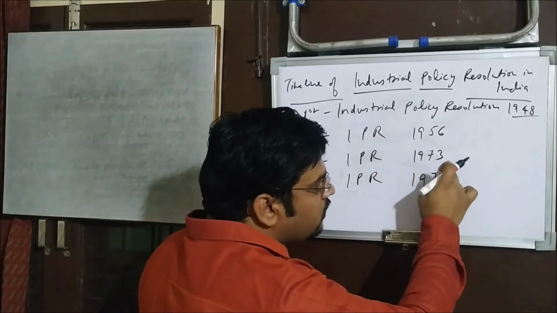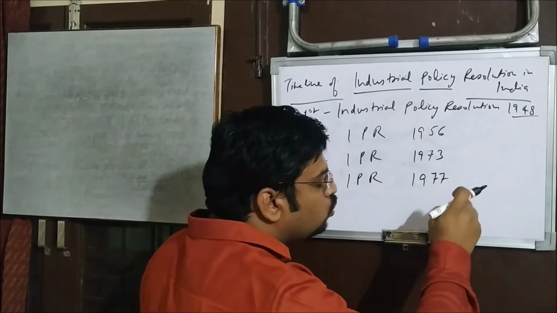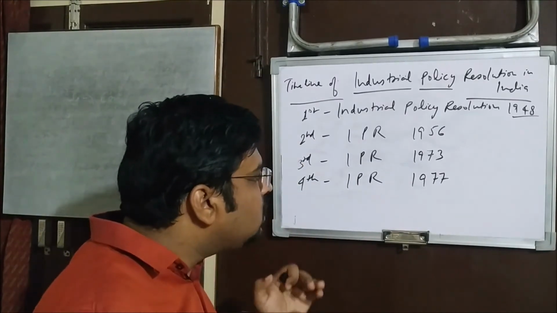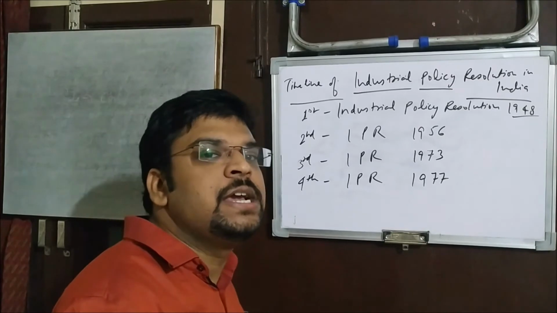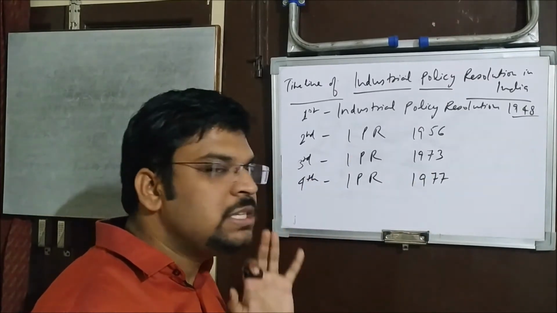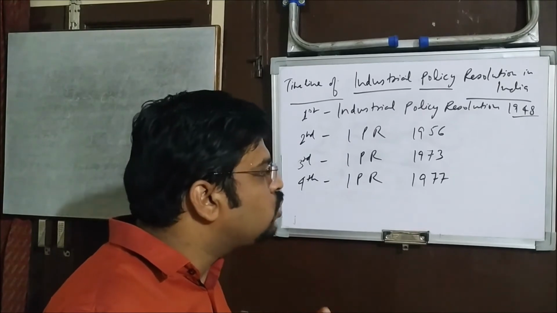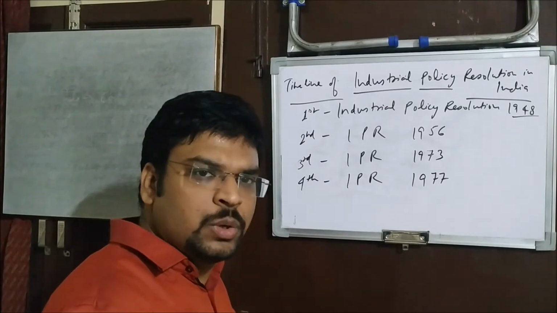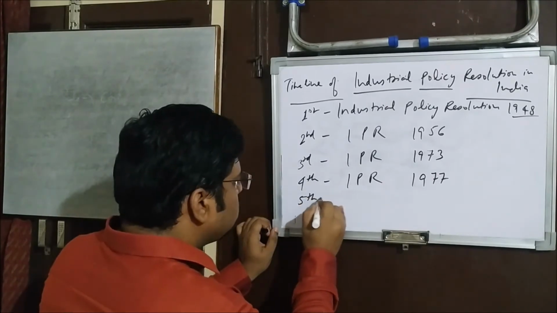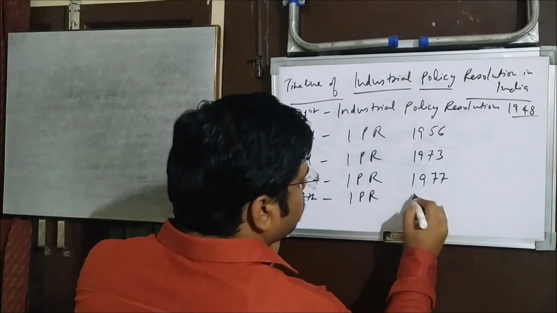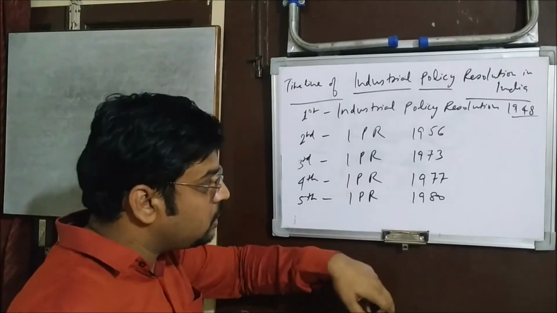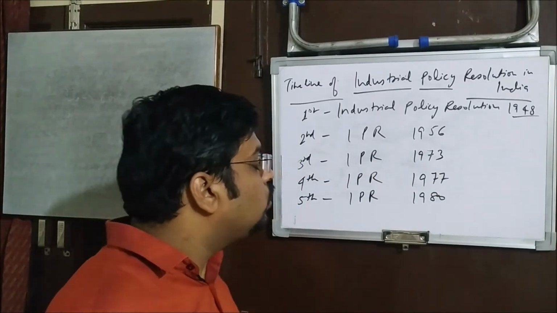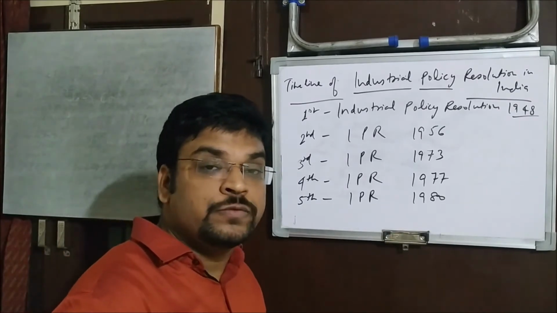And now after 73 you see that the policies were announced in a very short period, because the economy was getting derailed. Here they noticed the symptoms, right? That's why they understood that they had to make changes, and they kept on making amendments year by year, and then they announced the fifth industrial policy resolution in 1980. Now you see that after 73 two more policies were announced in 7 years, right? So you can see the situation was going out of control.